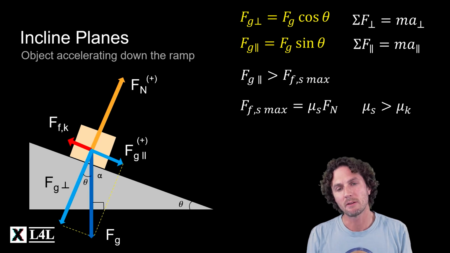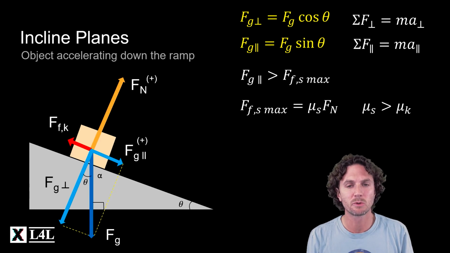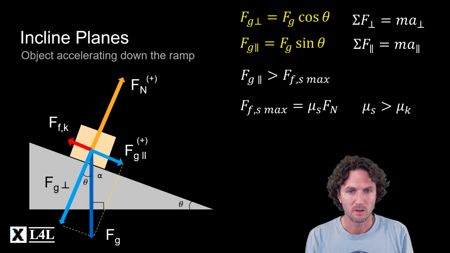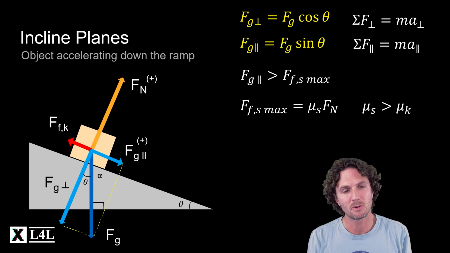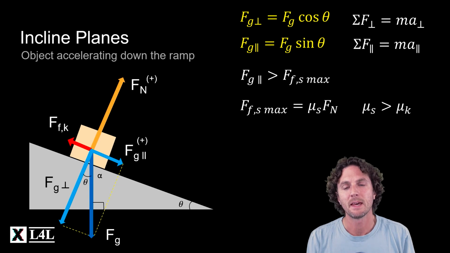Just as a reminder, how do we determine the maximum static friction? Well, it's going to be the coefficient of static friction, mu sub s, times the normal force. The coefficient of static friction is based on the materials between the two objects, the inclined plane and the object on top of it, and that's how you would determine it.